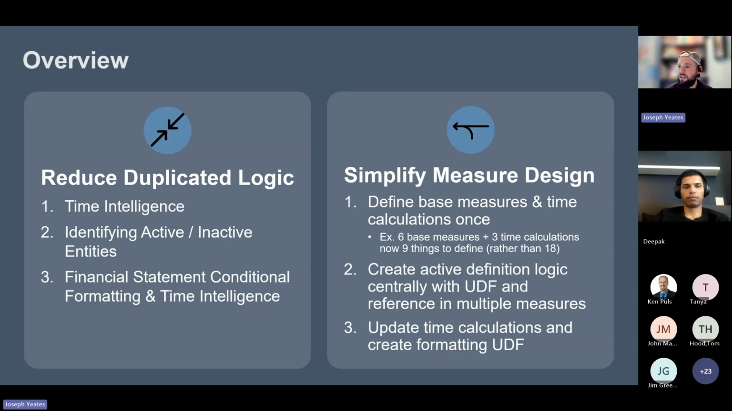are there any questions or comments in the chat, Ken? There was one question from Fernando here. If you want to show one time intelligence measure at a time, i.e. month to date only, and let the user choose to switch between month to date and year to date, how would you approach that?